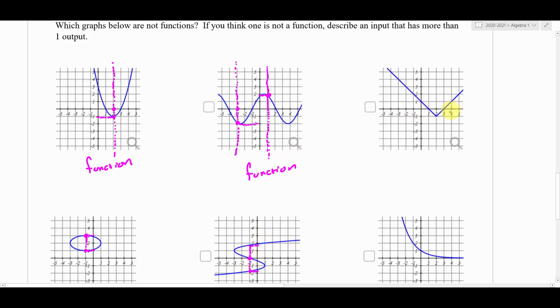Okay. This one, some people might think, well, this looks like an issue maybe, so if I go to 2 and I go down, I hit the function here at that vertex, and I would get an output of -1. But if I keep going, I do not hit the function again, going up or going down. And it seems like that would be true at any other place on the graph. So this one is also a function.